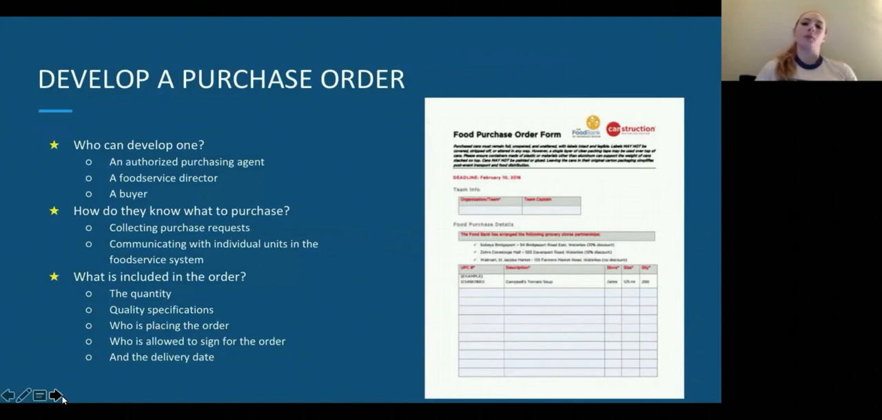So you have your people that do breakfast, lunch, and dinner. You want to talk to all of them to be sure that they don't think anything needs to change with the amount that you are ordering. When you're placing an order, you need to include the quantity you need, the quality specifications, who is placing the order, who is allowed to sign for the order, and the desired delivery date.